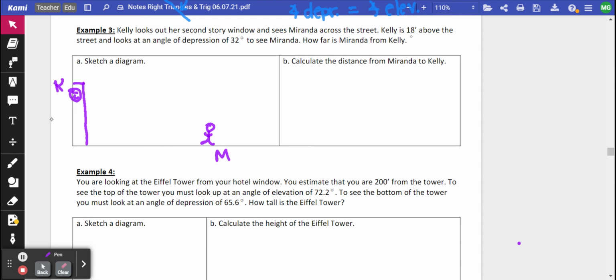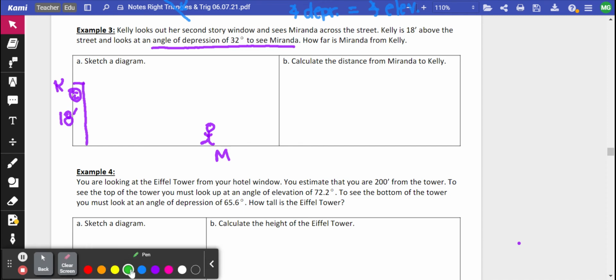It says that Kelly is 18 feet above the street and that she's looking to see Miranda at an angle of depression of 32 degrees. This is super important. Pay attention. This is the part that people often struggle with. What you have to envision is that this is the horizontal. So this out here is the angle of depression. So this angle is 32 degrees. Okay, of course, we're assuming this is a right angle.